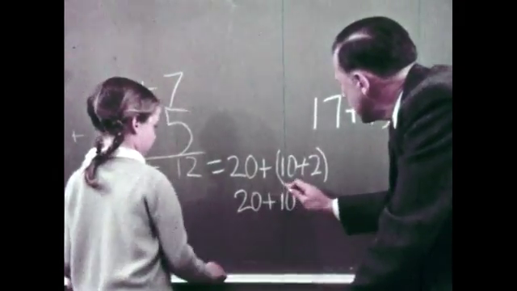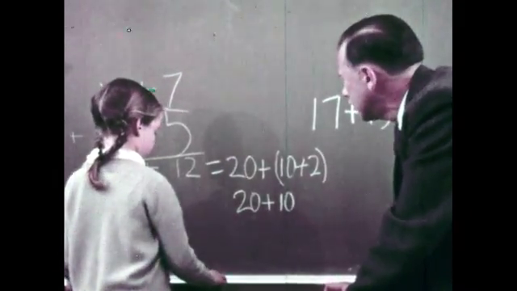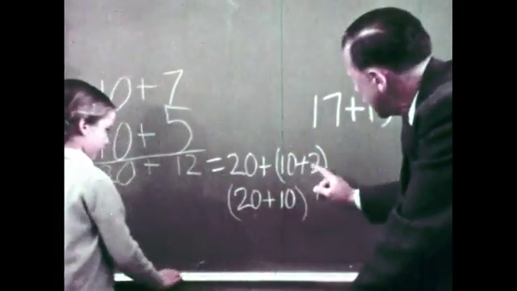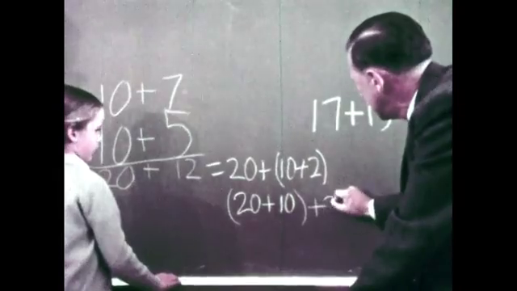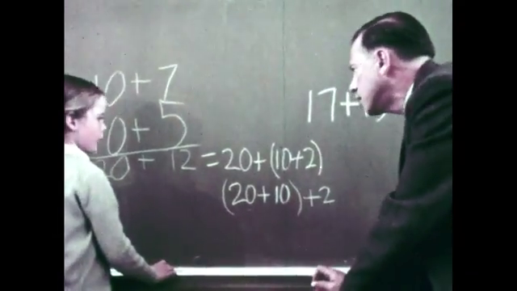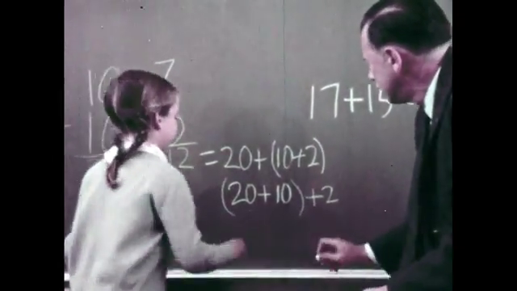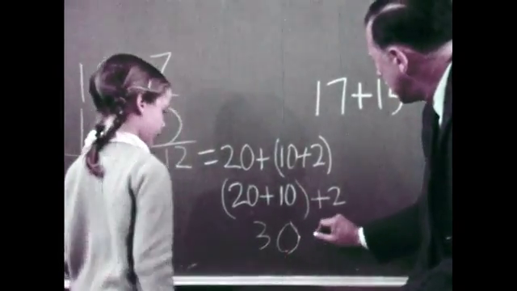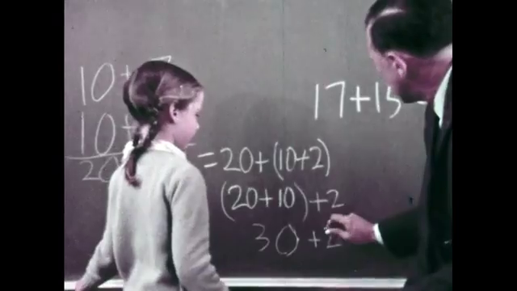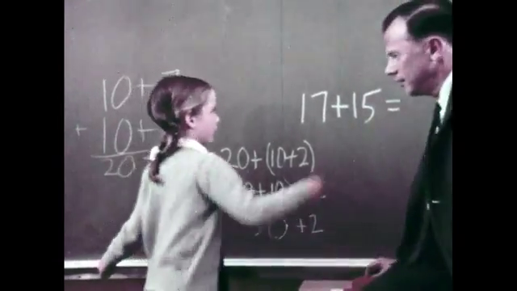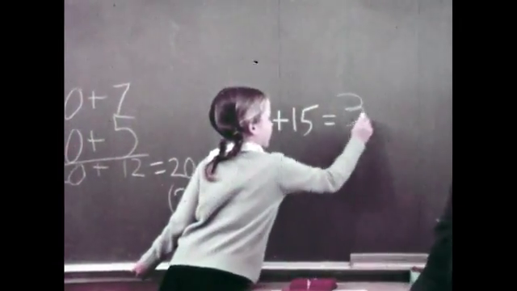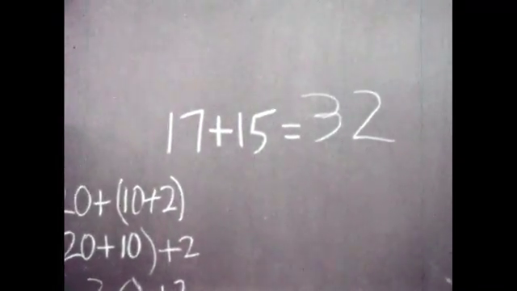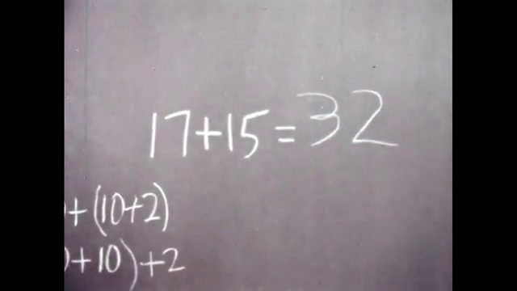And to keep them together, could we make some sort of mark there? That shows that they are kept together. And then we can add the 2. Now, 20 plus 10 is a name for what number? 30. I see. Want to write it here? 30 plus 2. And you want to write what you get up here? 17 plus 15 equals 32.